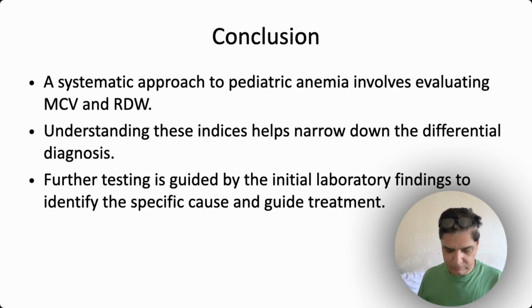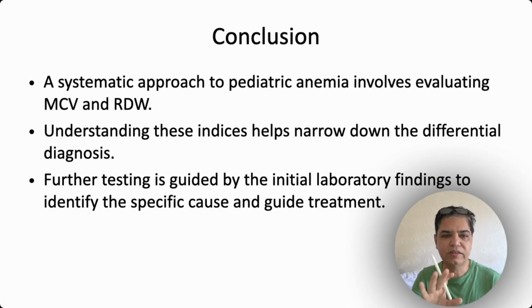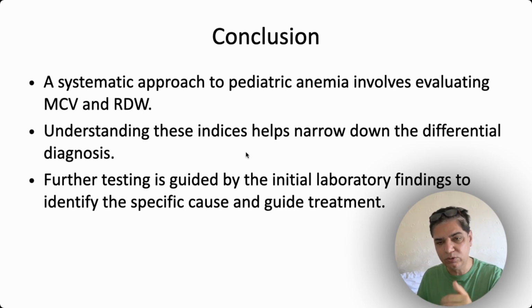So fine. As I told you, a systematic approach to pediatric anemias involves that you at least look at the mean corpuscular volume and red cell distribution width. This would help you narrow down the differential diagnosis, and you can then order further tests. For example, if you are dealing with microcytic anemias, do iron studies and Hb electrophoresis. If you are dealing with normocytic anemias, ask for a retic count and Coombs test.